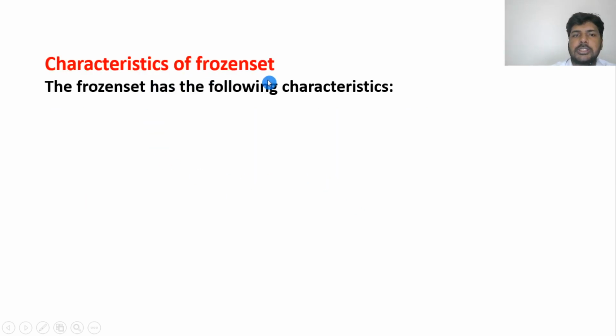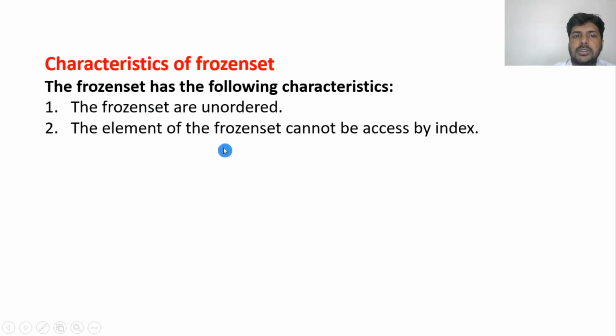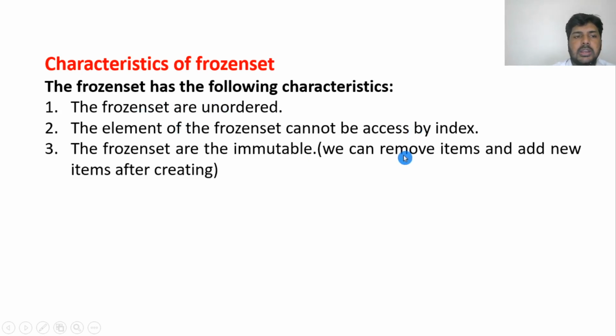What are the characteristics of a frozen set? A frozen set has the following characteristics. First, frozen sets are unordered. Once your set is a frozen set, it is unordered. Second, the elements of the frozen set cannot be accessed by index. Of course, you don't have an order in the frozen set, so it cannot be accessed by index. Next, frozen sets are immutable. That means we cannot add or remove the elements.